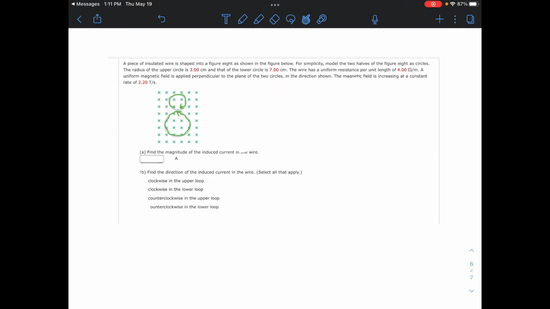So, a piece of insulated wire is shaped into a figure 8, shown in the figure below. For simplicity, model the two halves of the figure 8 as circles. The radius is 3 centimeters for the upper one and 7 centimeters for the lower one. The wire has uniform resistance per unit length of 4 ohms per meter. A uniform magnetic field is applied perpendicular to the plane of the two circles, in the direction shown. The magnetic field is increasing at a constant rate of 2.2 teslas per second. Find the magnitude of the induced current in the wire.